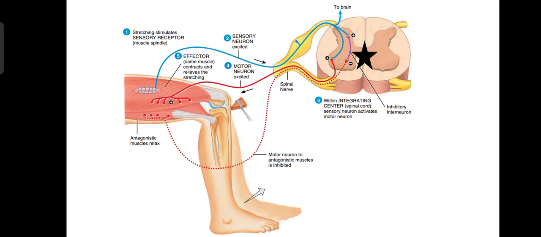Therefore, this same signal that reached this muscle and led to contraction has to send branches and inhibitory signals to the motor neuron affecting the antagonistic muscle. So this muscle will contract, and the opposite muscle, the antagonist muscle, should relax. This is one of the most common examples of what we call reciprocal inhibition, which is another type of neuronal circuit.